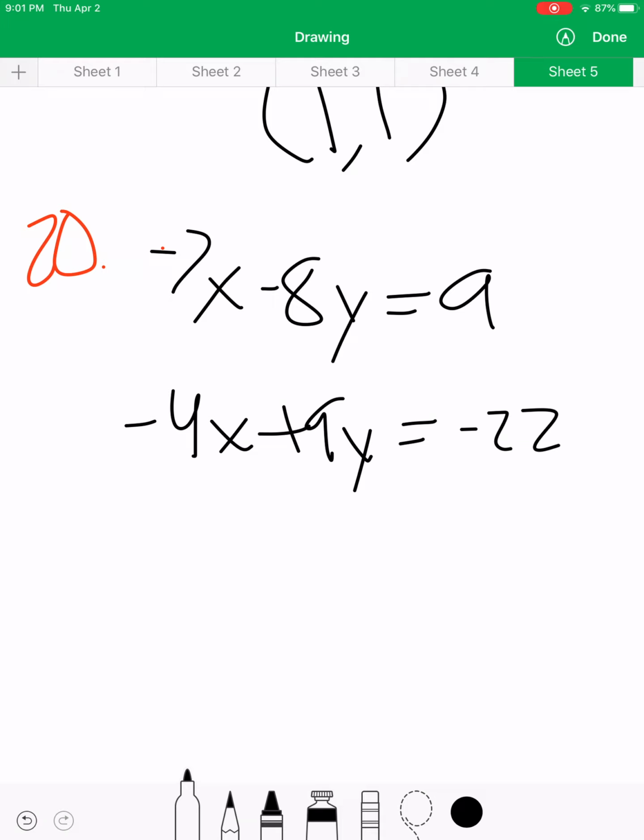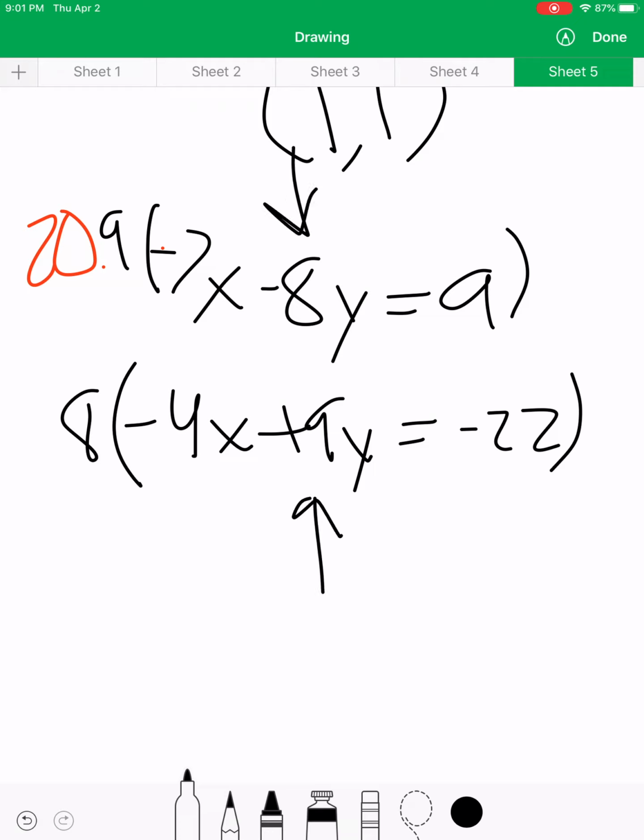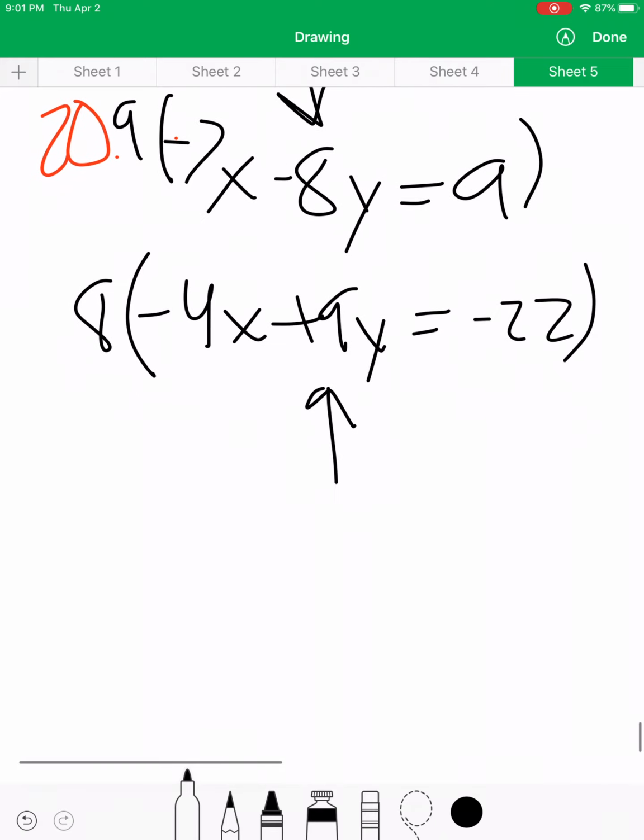In this case, neither one of your variables matches up, so you have to multiply both equations. Looking at my y variable, I have positive in the bottom and negative up top, so I'm just going to multiply the top equation by +9 and the bottom equation by +8. When I do this, I'll get -72 right here, and I'll get +72 right there. And that will allow me to cancel out the y variable.